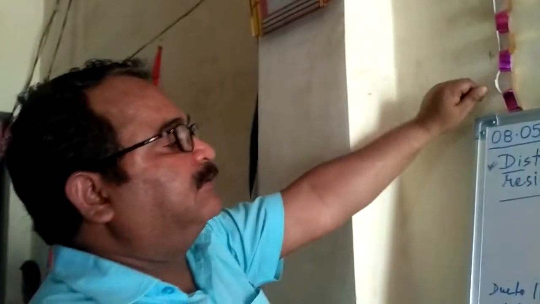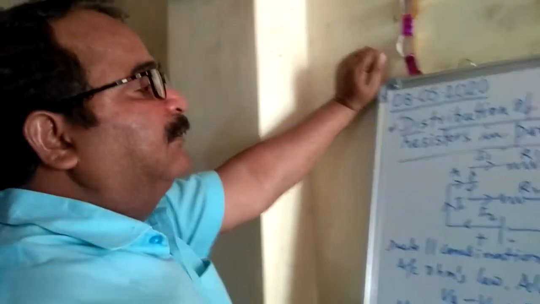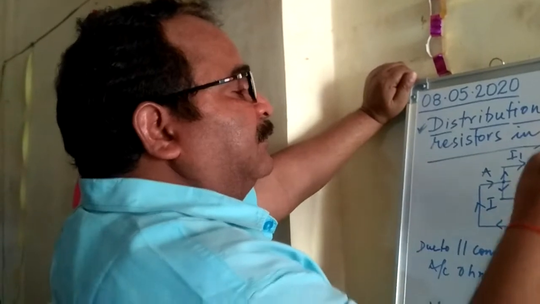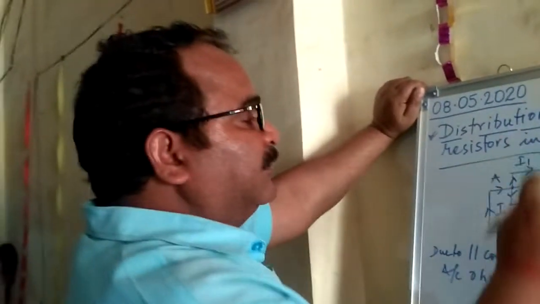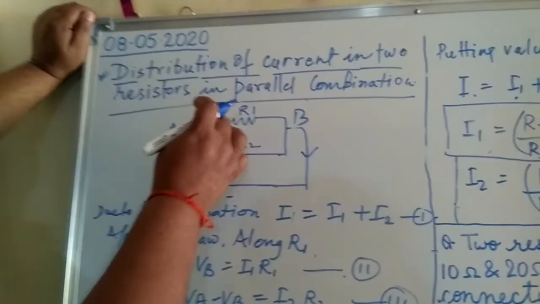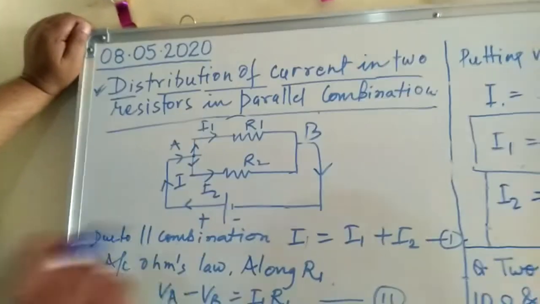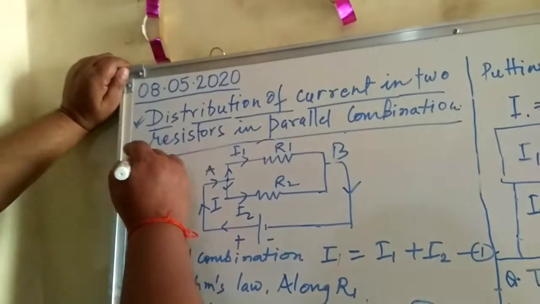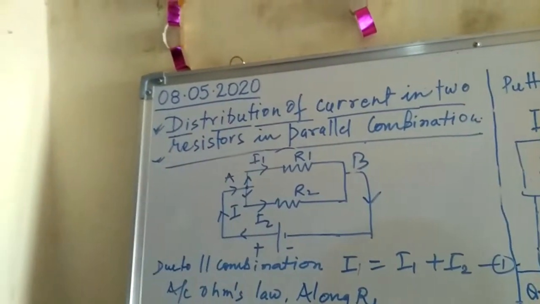Good morning, students. Today we will discuss a special case in a parallel combination in which the current is different in all the resistors. So we want to calculate a formula for the current in each of the resistors. This will be discussed in this particular segment.